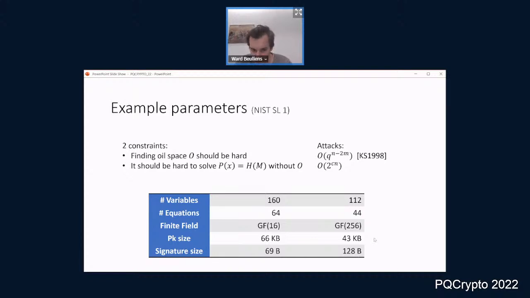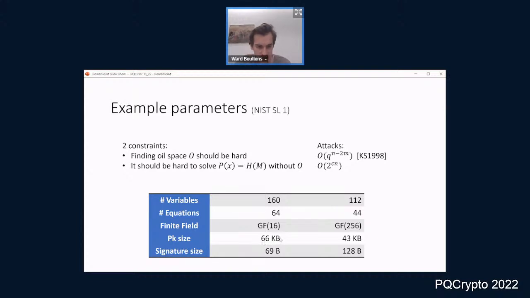Maybe if you're paying attention, you might think, wait, this 66 kilobytes seems too small, because your public key is this map P, and this P has 64 polynomials, and each polynomial is quadratic in 160 variables. So a single polynomial is going to have like 160 squared divided by 2 coefficients, and you need to do this times the number of equations. So this is going to be bigger than 66 kilobytes.